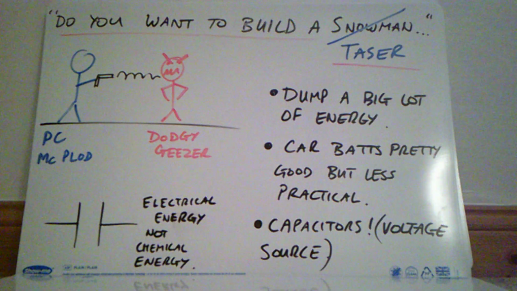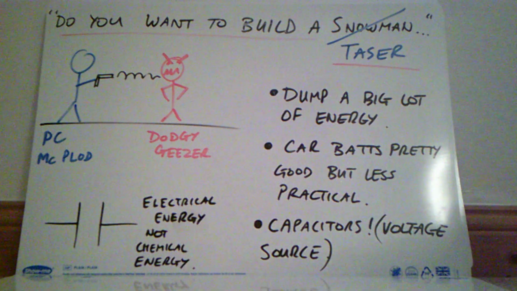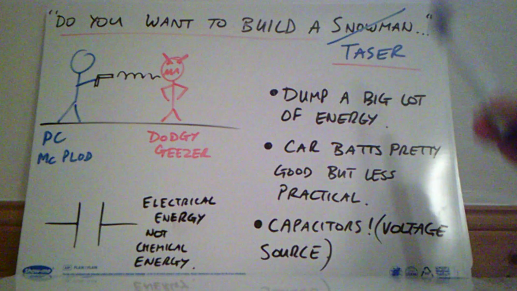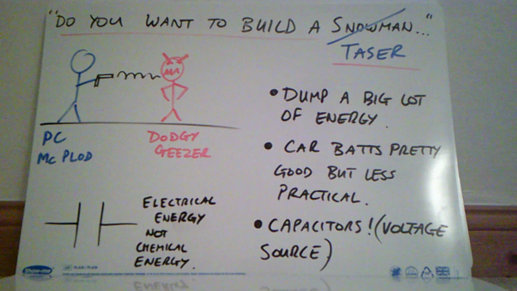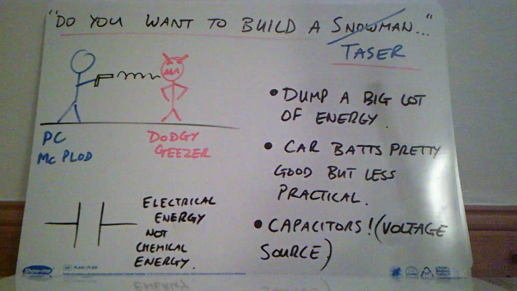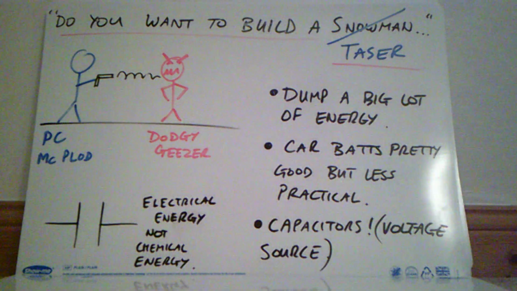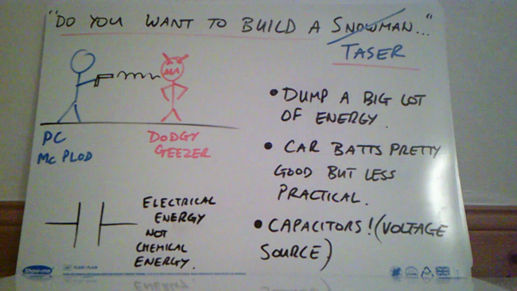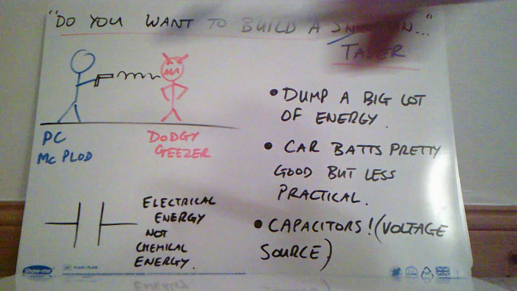What you want is to dump a huge amount of energy through something in a very, very short amount of time. Batteries don't do this. Batteries are like marathons. They give you a nice steady voltage push for a long period of time until they run down. That's not what you want here. You want a big dump of energy through something in a very short amount of time, and for that we use a voltage source called capacitors. Capacitors have a circuit symbol like that.